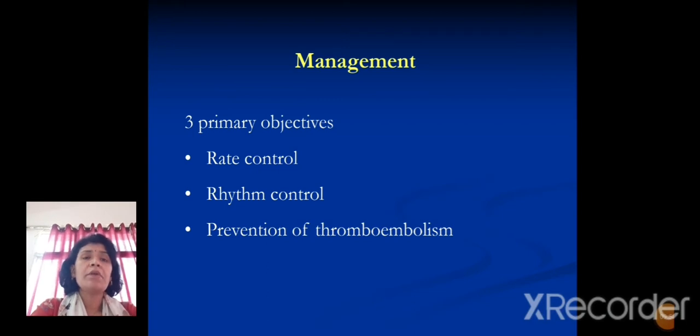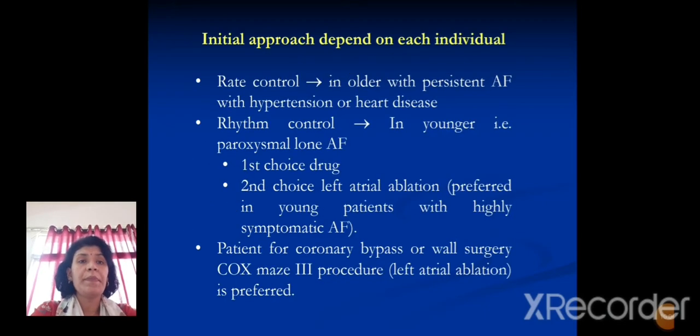After the diagnosis, coming to the management, the objectives are mainly either to control the rate or the rhythm, and importantly, prevention of thromboembolic complications. The initial approach in a patient with atrial fibrillation depends on particular criteria for each individual. In patients who are older and who have persistent atrial fibrillation, or associated structural heart disease or hypertension, herein we prefer rate control, as rhythm control is not practically possible in these patients, especially with structural heart disease.